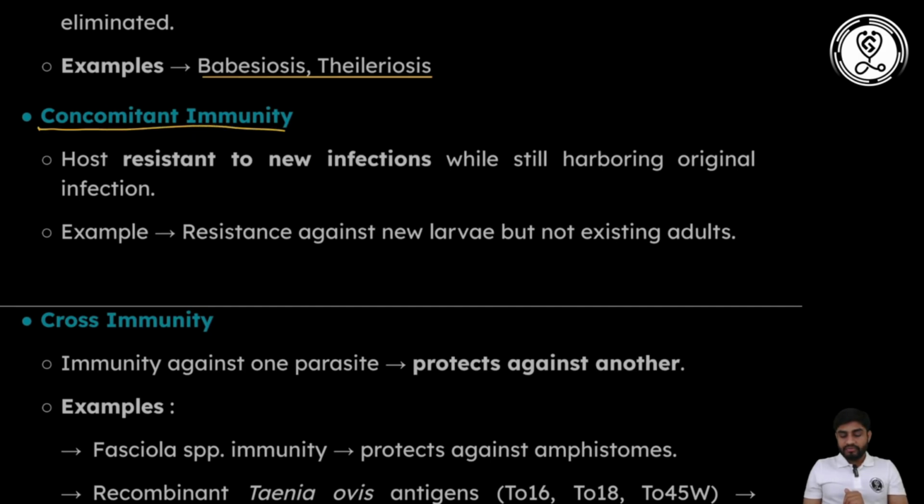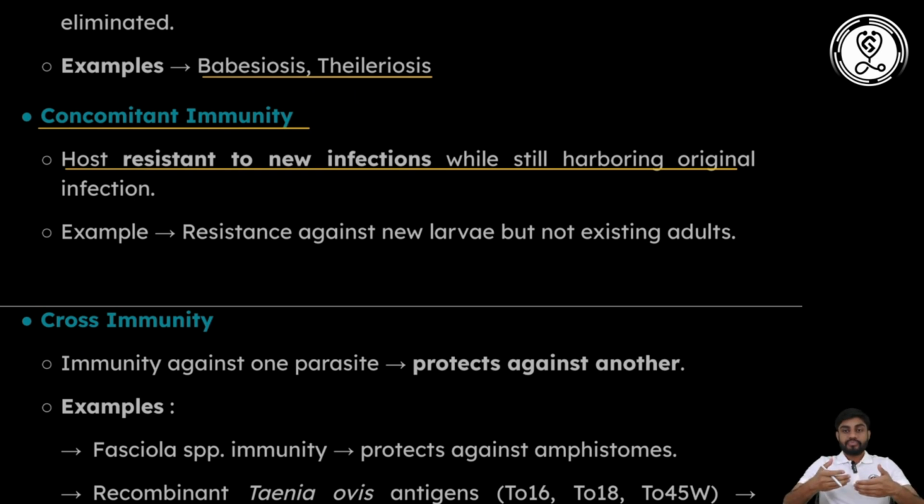Then comes another part of this pre-immunity, concomitant immunity. Concomitant immunity means the host will be resistant to new infection while still harboring the original pathogen. Suppose a parasite is multiplying in the body and it has formed its stages. Let's suppose Fasciola is there. Until Fasciola is there, no new infection can occur in the body. The original pathogen is present, and new infection is not occurring. Such immunity is known as concomitant immunity. The best example is resistance against new larvae but not against existing adults, meaning the new larvae can't infect the body because adults are already present in the body.